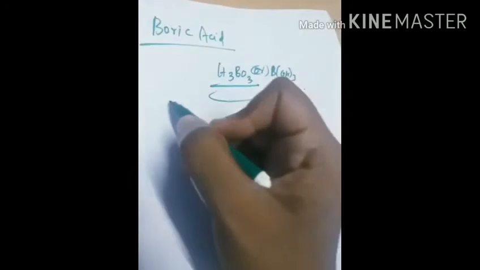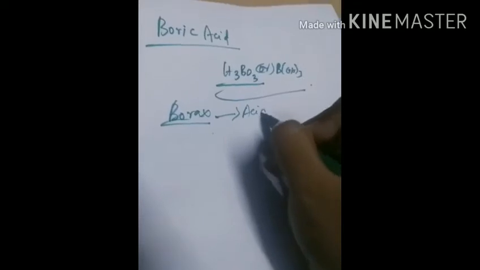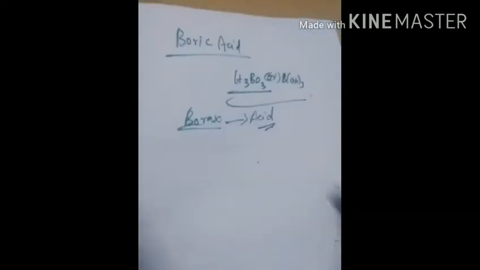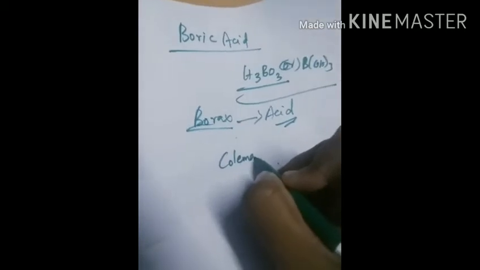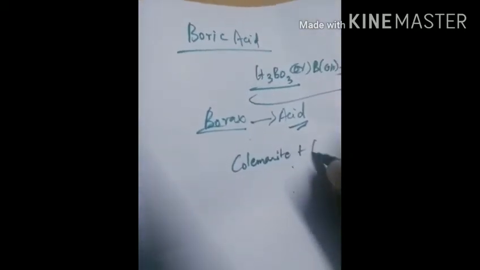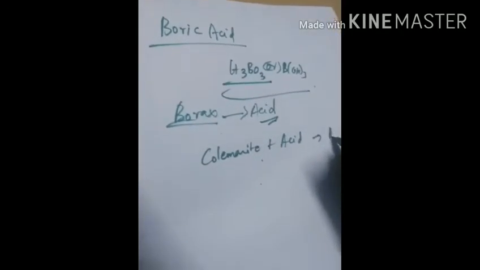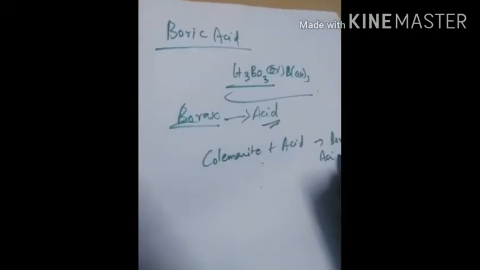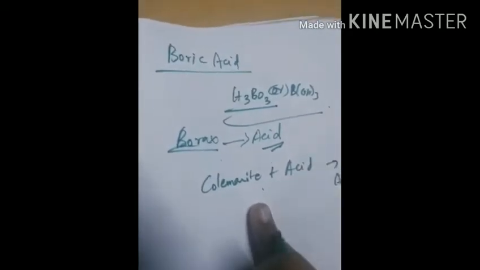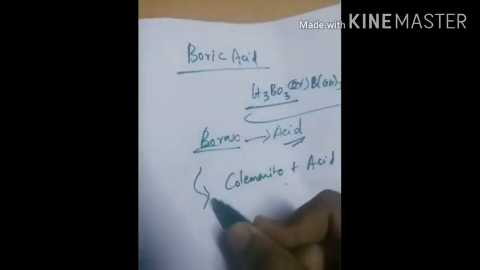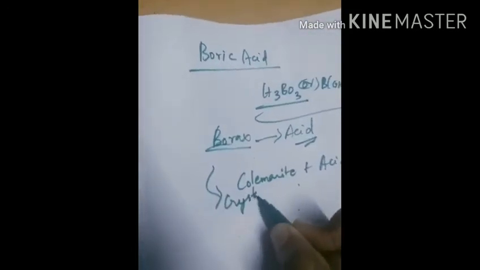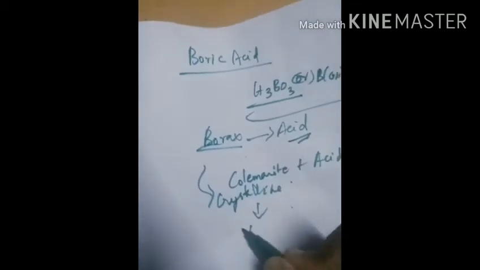Boric acid preparation is so easy. Once we prepare borax, we can add acid. I already told you borax has the property of readily reacting with acid or alkali. So when you treat borax with acid, you can get boric acid. Or if you put colemanite with acid, you will get boric acid. So these are some of the easiest preparations of boric acid. Properties of boric acid: it is crystalline and it is transparent.